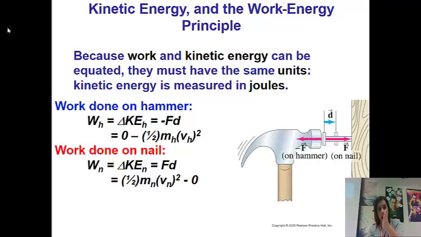The nail was 0 and then started moving. It has positive work. The energy that was lost by the hammer is going to be gained by the nail. Now, they're going to have different final velocities because their masses are different. But ultimately the energy lost by the hammer is going to be gained by the nail.